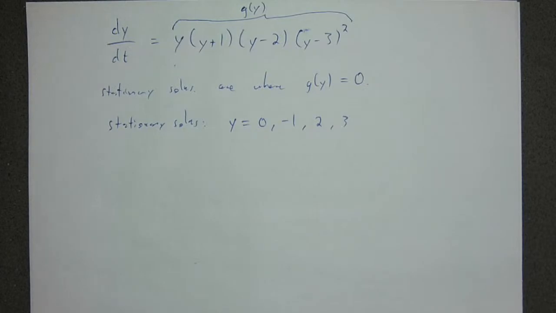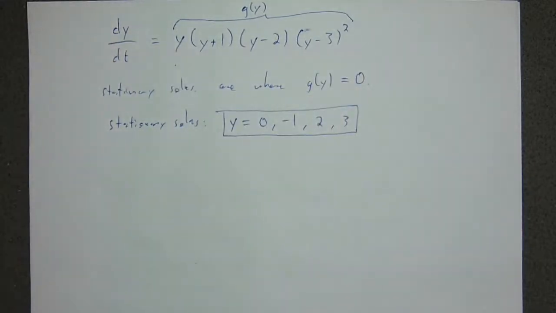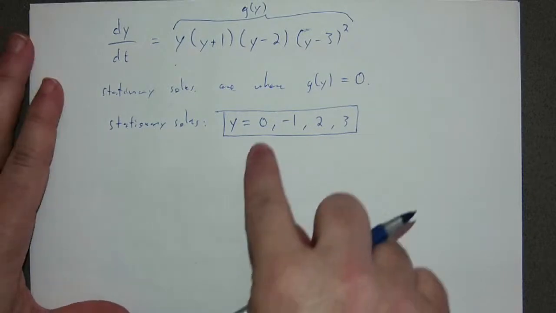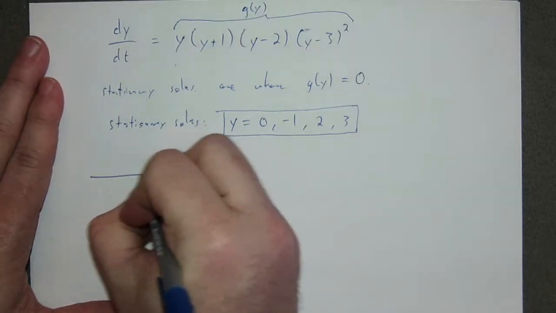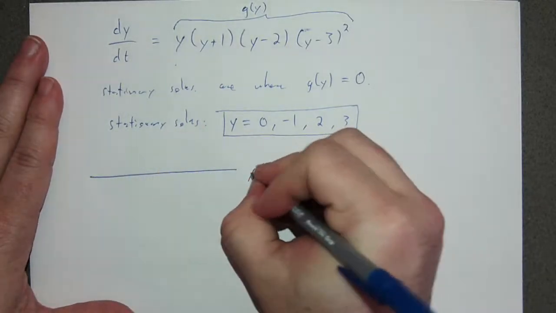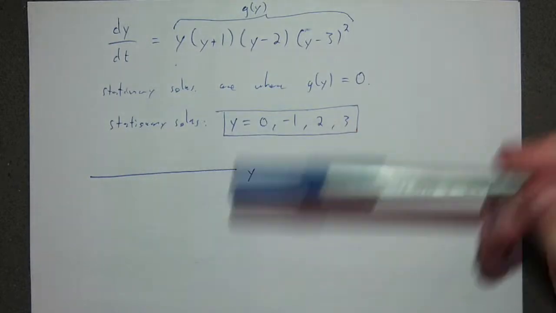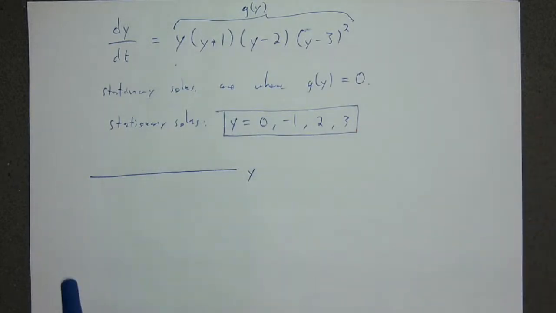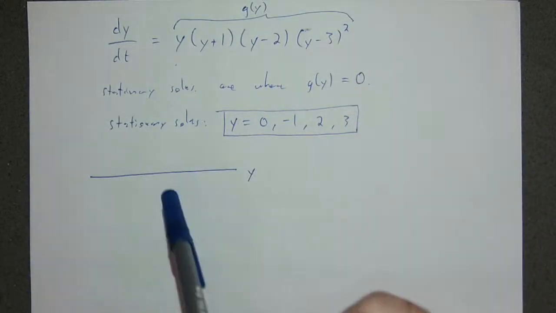Okay, so here are my stationary solutions. Now, at the end of lecture yesterday, I indicated how we go about the rest of this process. So I draw a copy of the y-axis. Now, you might be confused at first because this is in the ty plane, right? This is the y-axis, the vertical axis, but I'm drawing it horizontal here. Okay, we're going to draw another version of this picture.